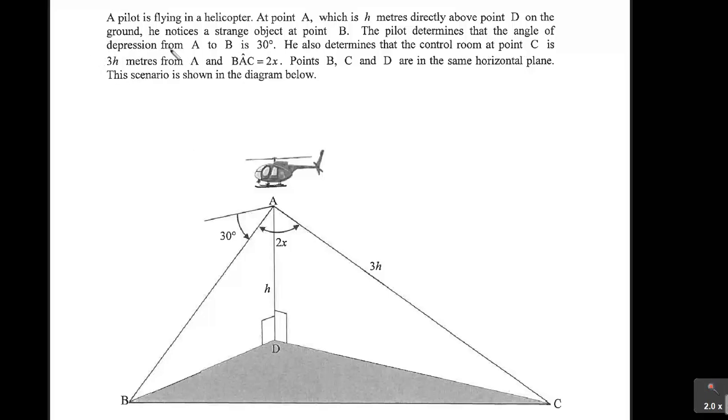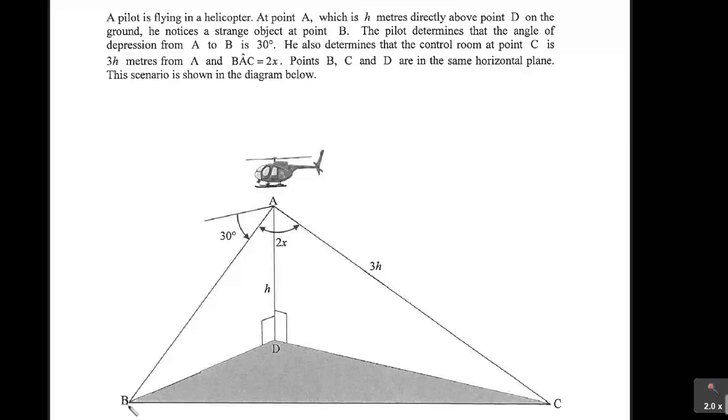The pilot determines that the angle of depression from A to B is this particular angle, which is 30 degrees. He also determines that the control room at point C is 3h meters from A. So the distance AC is 3h meters, and BAC is equal to 2x. So we have angle BAC, and you see that angle is 2x.